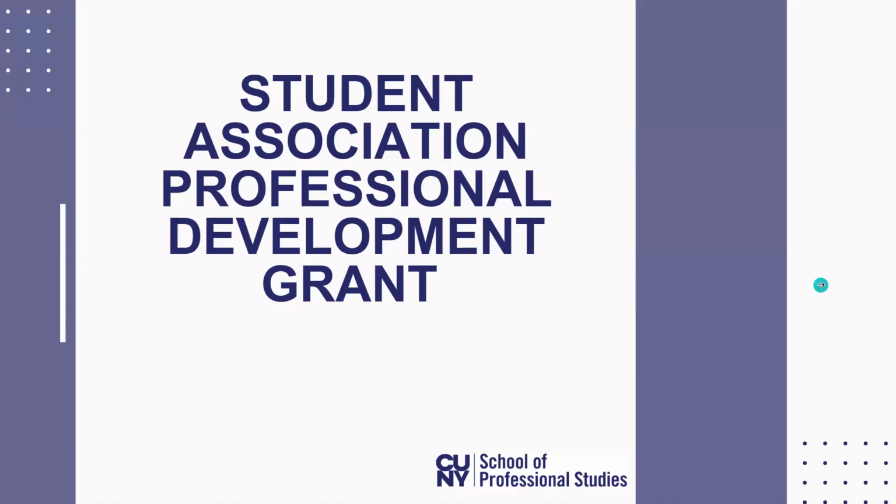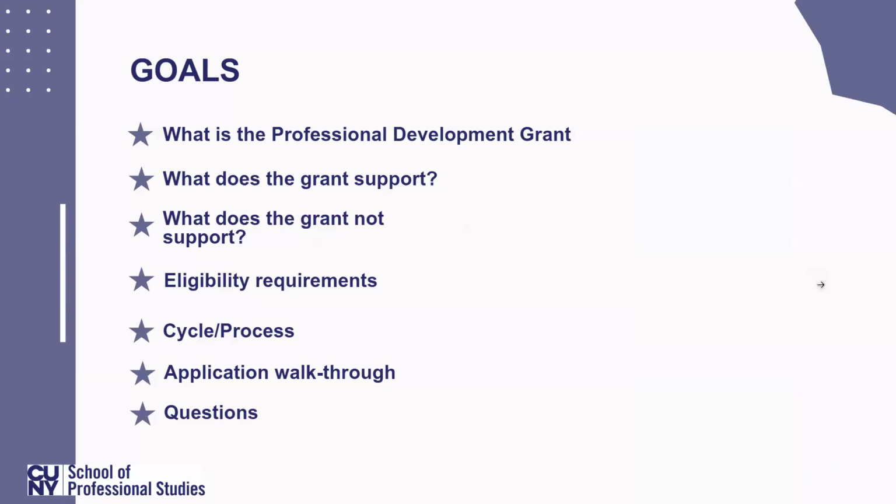Let's jump right into our agenda. So today we'll talk about what the Professional Development Grant is, what the grant supports, more importantly, what the grant does not support, what the eligibility requirements look like, and what the cycle or the process for the grant is from application to results. We'll do an application walkthrough. And because this is a recorded session, you can send me any questions that you have, and I can answer them via email.